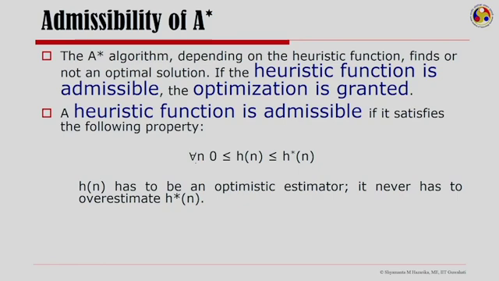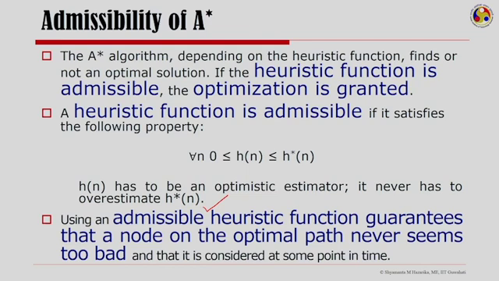For every n, the h(n) is bounded by 0 and h*(n). That means h(n) has to be an optimistic estimator. On the other hand, it never has to overestimate h*(n). Using an admissible heuristic function guarantees that a node on the optimal path never seems too bad and that it is considered at some point in time.